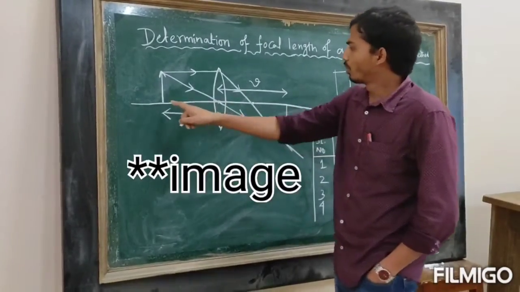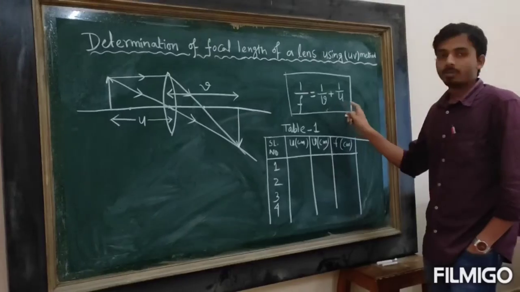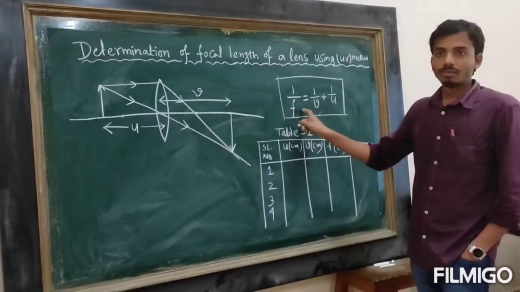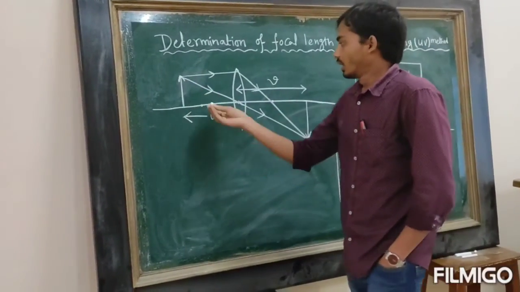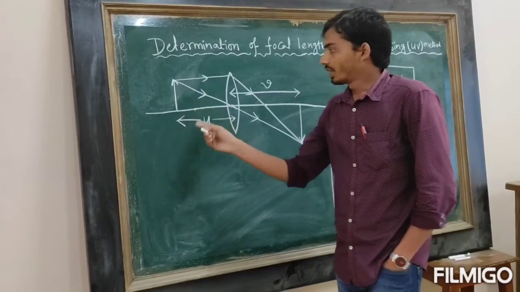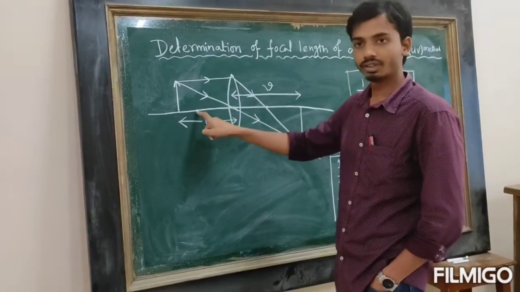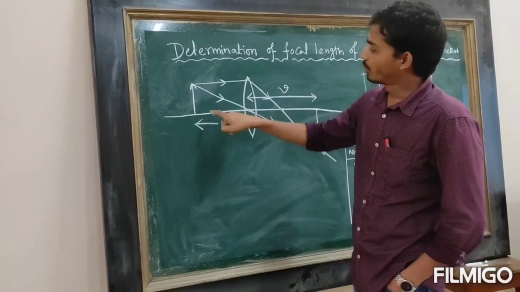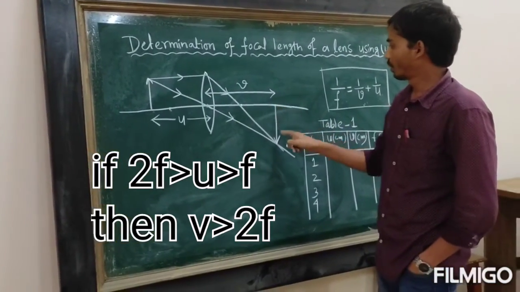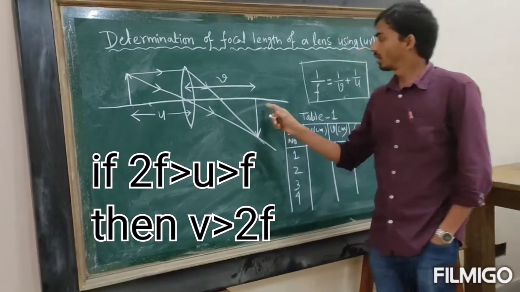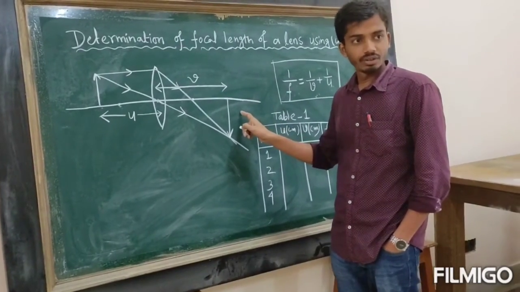If you know u and you know v, then by using this formula, 1 by f is equal to 1 by v plus 1 by u, you can determine the focal length of this lens. Also, if you remember, in class I discussed that if the object is placed beyond the focal length, the image will be formed at a point more than 2f. The nature of the image will be real, inverted, and magnified.